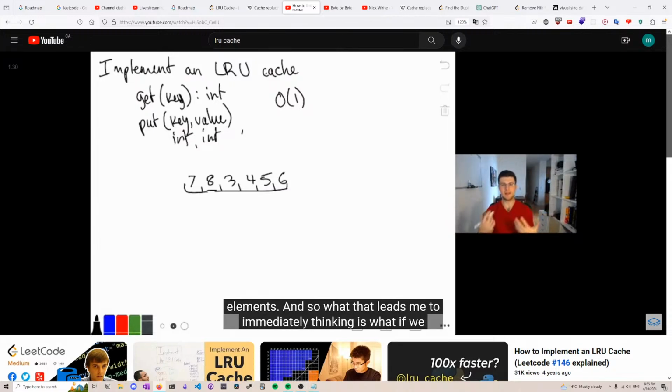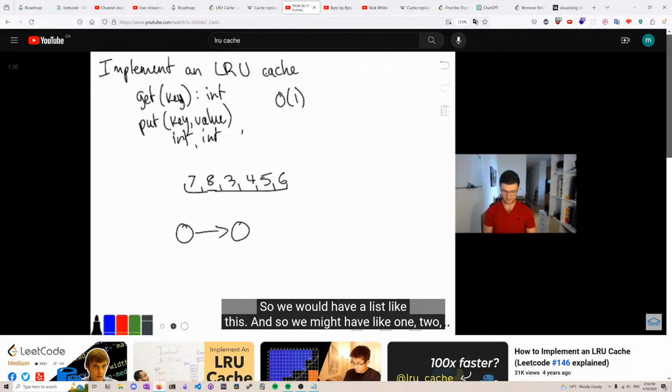And so what that leads me to immediately thinking is, what if we stored our elements in some sort of sorted data structure, right? Maybe we could store them in a heap, maybe in a list, maybe even in an array potentially. But what we want to realize is that we're going to be updating this order over time. And so it seems like the easiest option here is just going to be a linked list, right? Because the linked list of the items will be in some fixed order, and when we access an item, all we have to do is pick it out and move it to the front of the list. And so let's look at what this would look like.